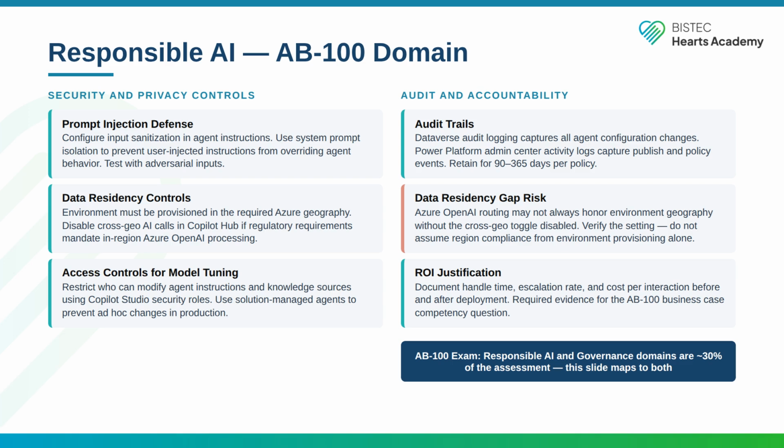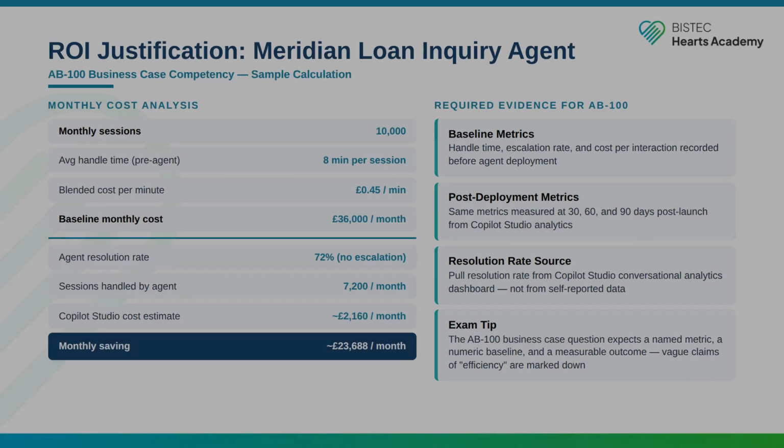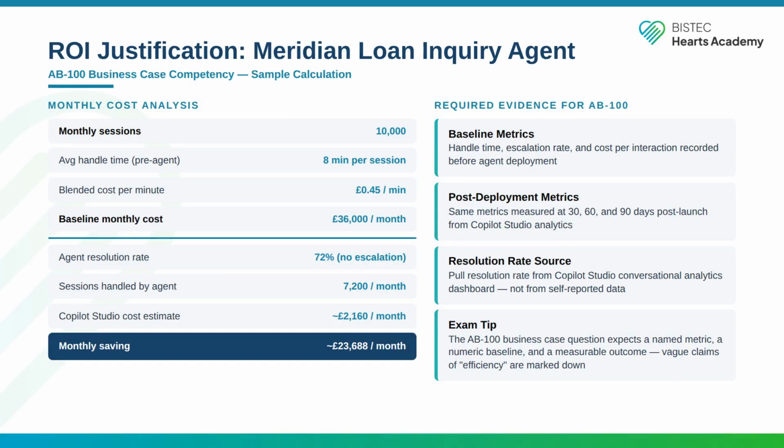ROI justification is the final responsible AI component for AB 100 purposes. Documenting handle time, escalation rate, and cost per interaction before and after deployment constitutes the evidence base for the business case competency. The exam expects named metrics, numeric baselines, and measurable outcomes, not assertions of general improvement. The AB 100 business case competency requires you to construct a measurable ROI justification from operational data, not from estimates or assertions. The Meridian Loan Inquiry Agent provides a concrete worked example of the methodology.